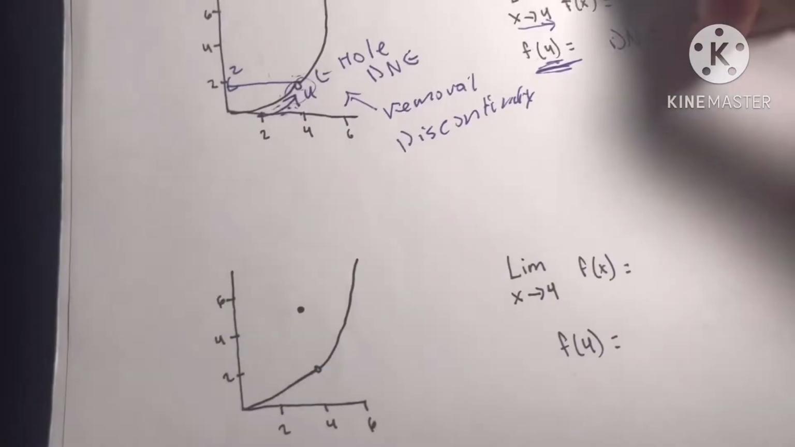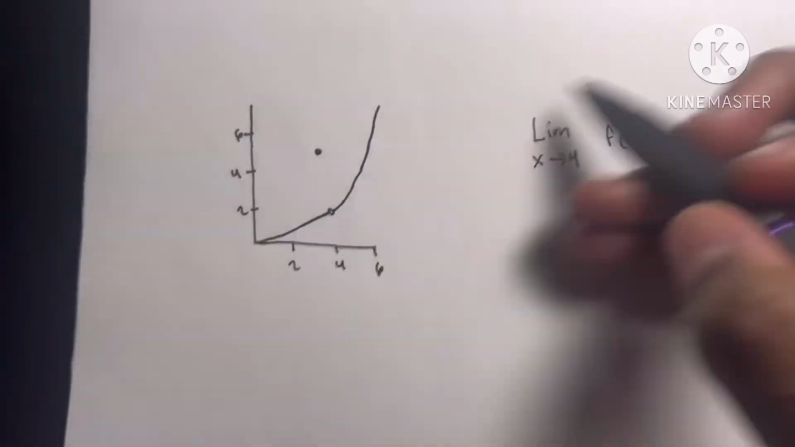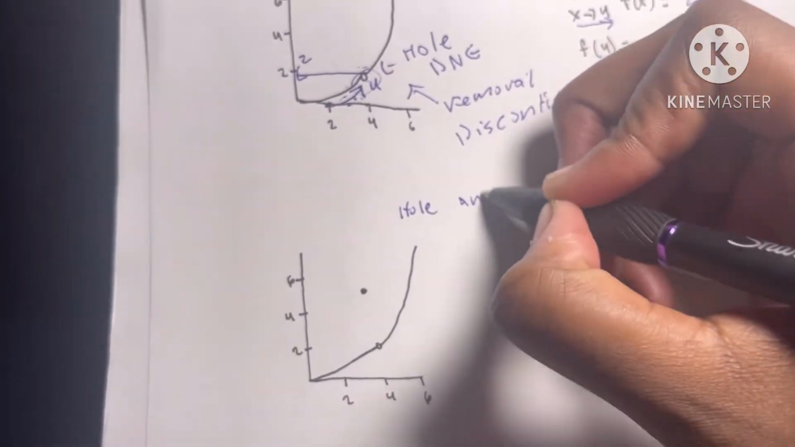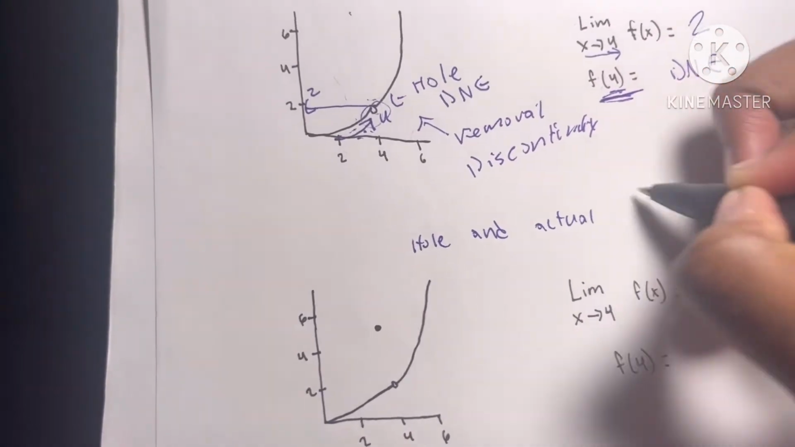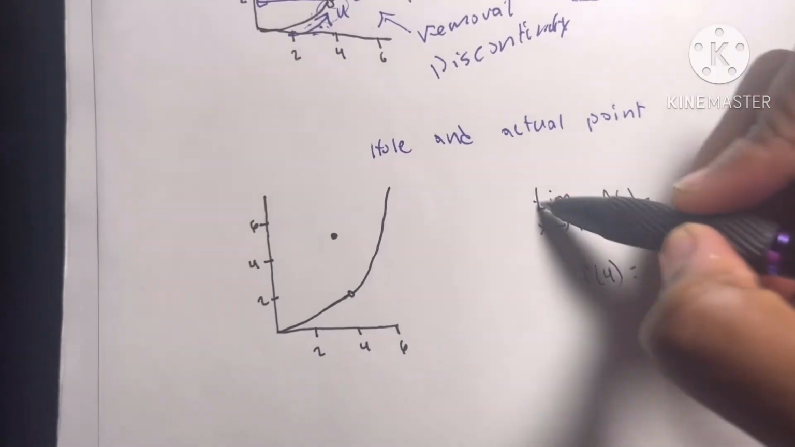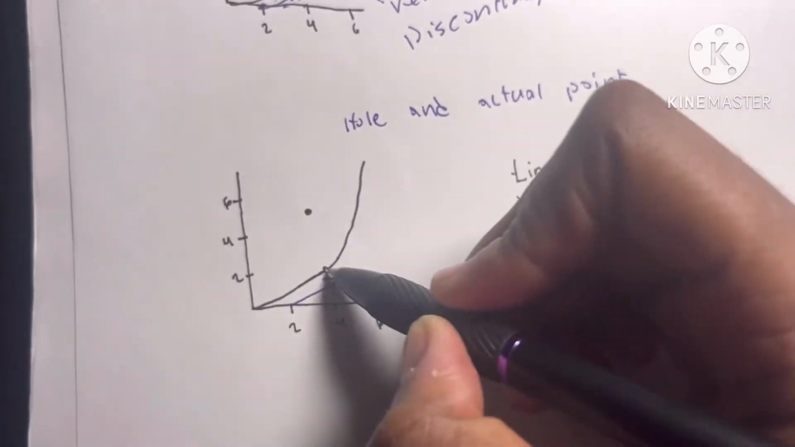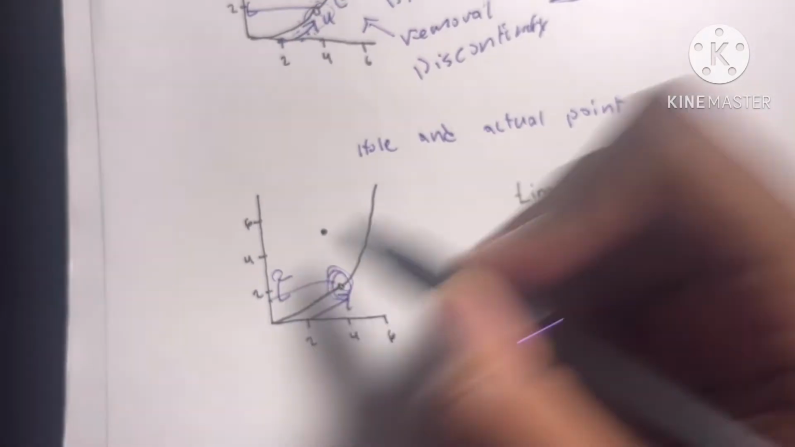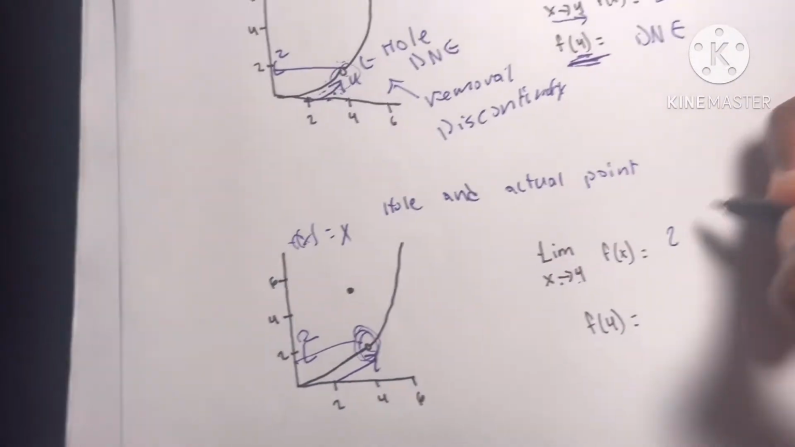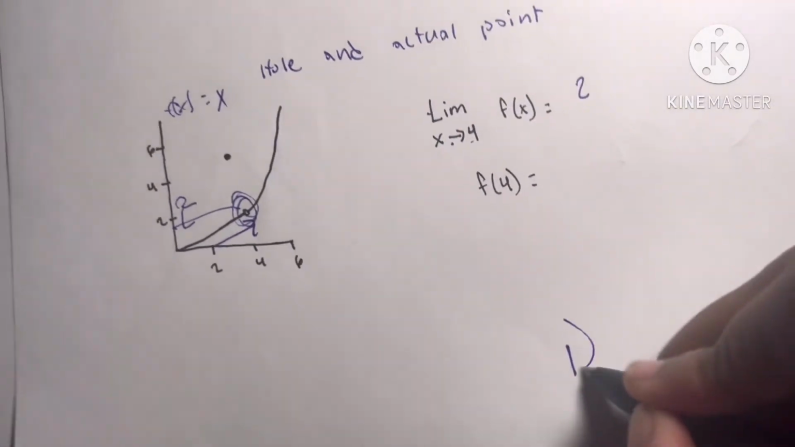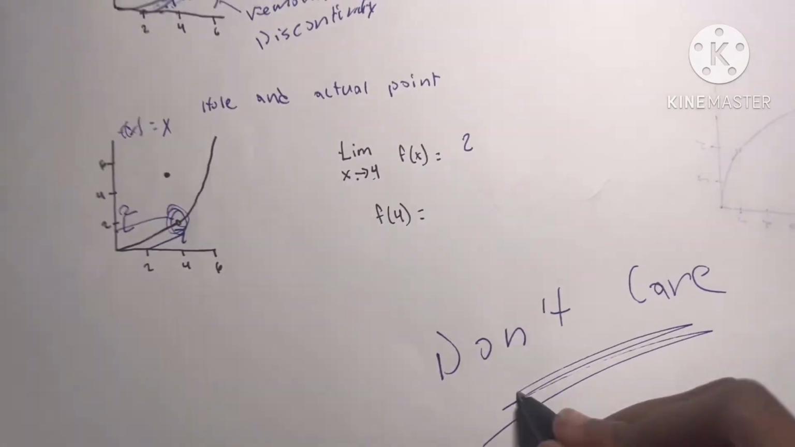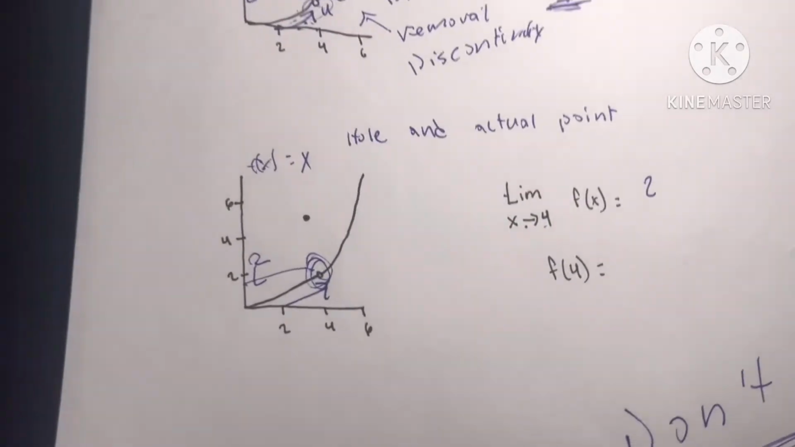And now as we go into the next problem, you can see your graph has a hole and an actual point. Once again, as x approaches 4, right here, it's 2, because f of x is equal to y. So it would be 2. Again, limits don't care. As long as you're approaching that number, that is your answer.